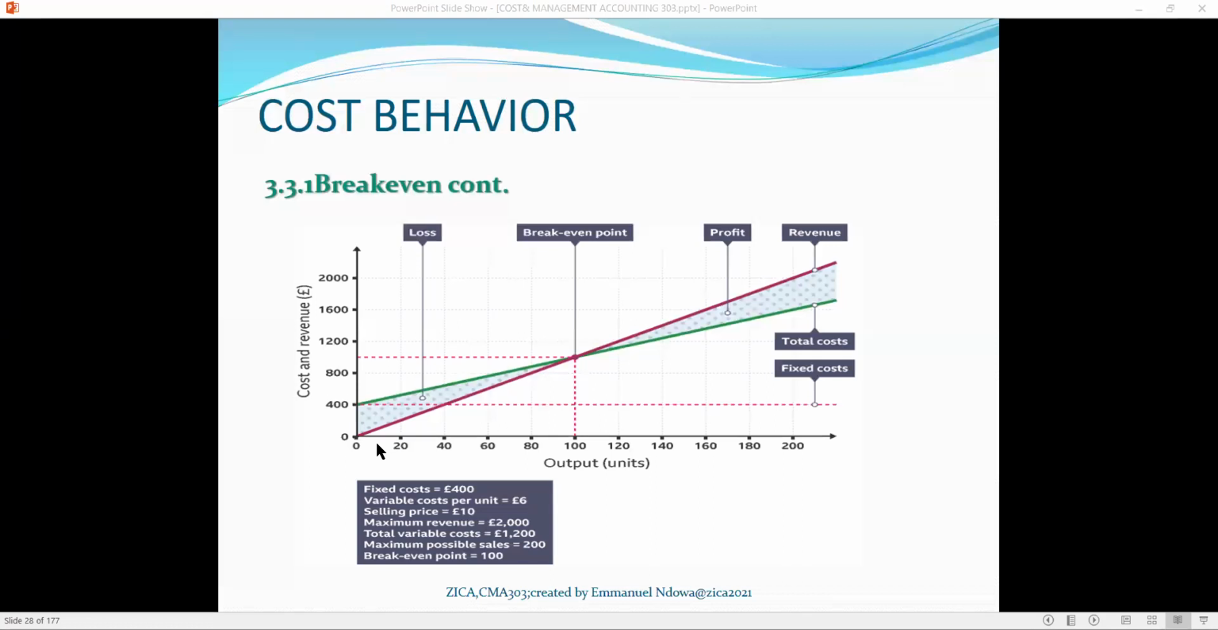Anyone who has some questions before we proceed to the cost volume profit analysis?